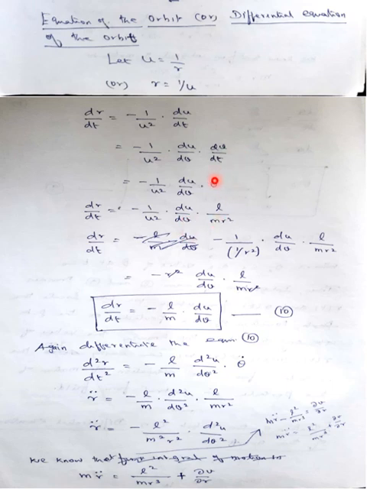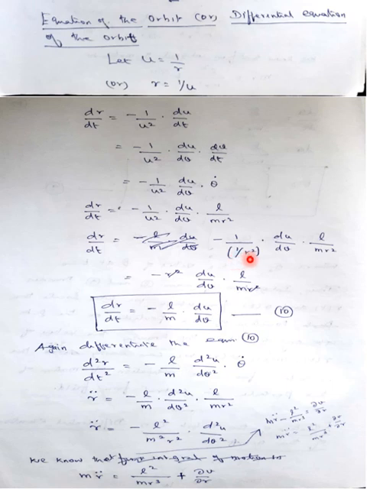Again differentiate this equation: d square r by dt square is equal to minus L by m d square u by d theta square into theta dot. Here d square r by dt square is r double dot, which is equal to minus L by m d square u by d theta square into L by m r square, that is minus L square by m square r square into d square u by d theta square.